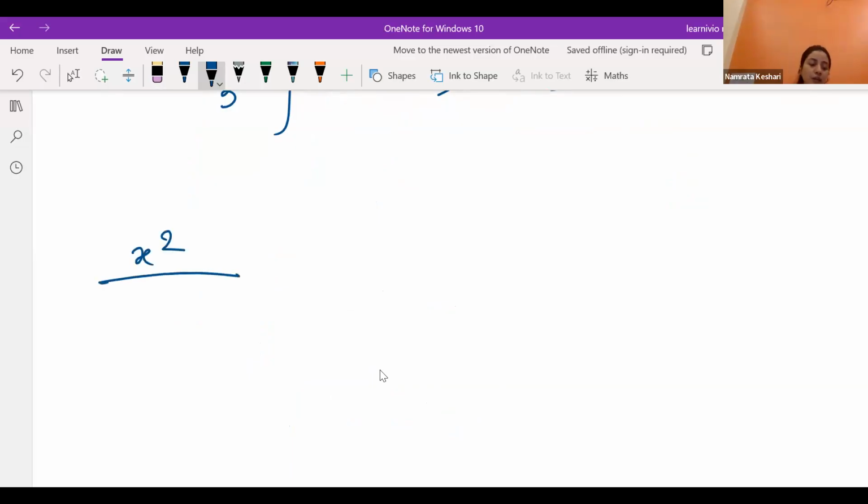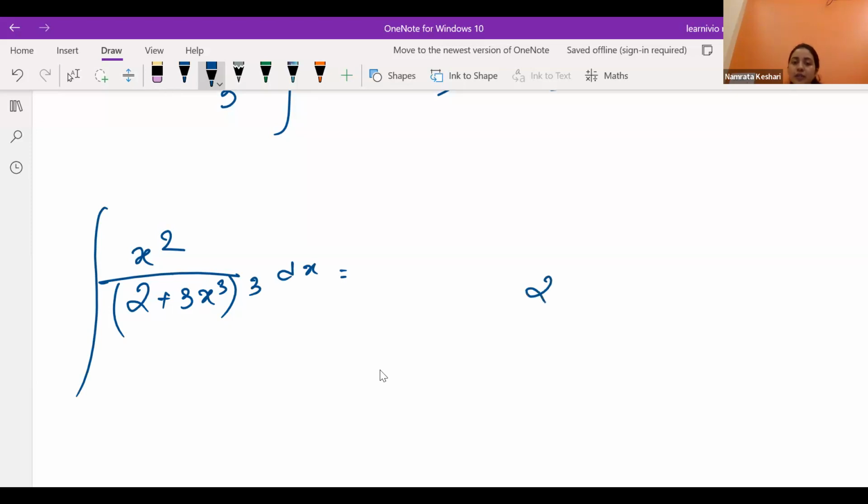Integration of x square by 2 plus 3x cube, that whole cube, we have to do. What to do over here, Annapurna? 2 plus 3x cube as u. Okay, you will be taking 2 plus 3x cube as u.